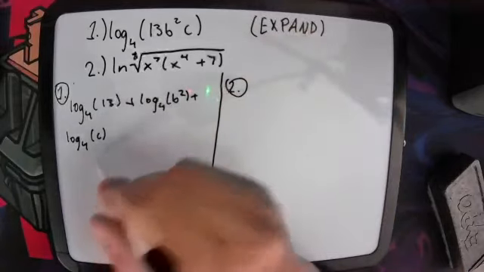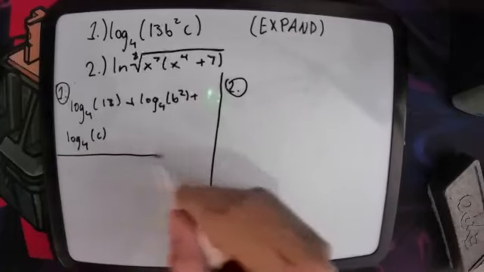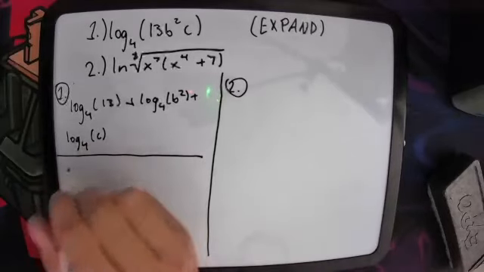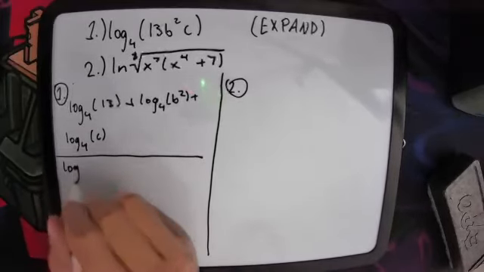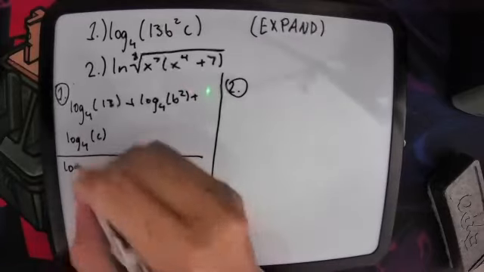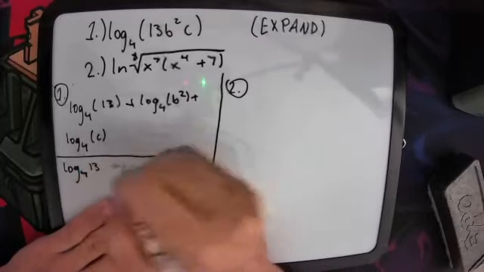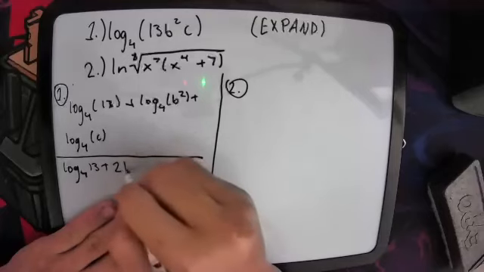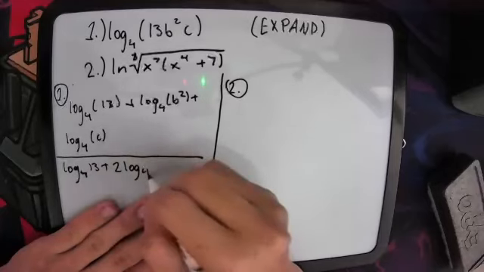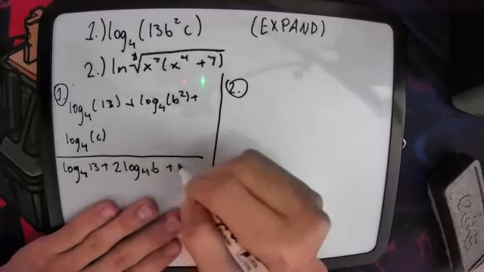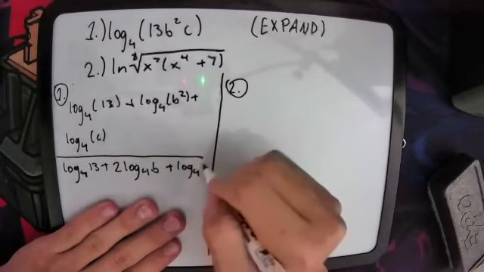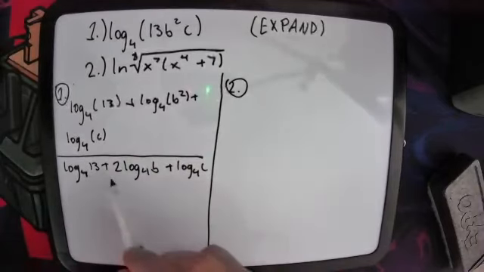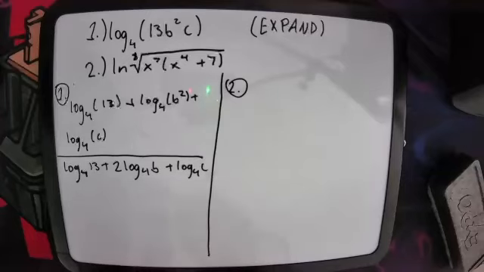And this one also can't be simplified any further. So we are nearly done with this example. So I have log base 4 of 13 plus 2 log base 4 of b plus log base 4 of c. I was able to write 2 as a coefficient according to the power property of logarithms.